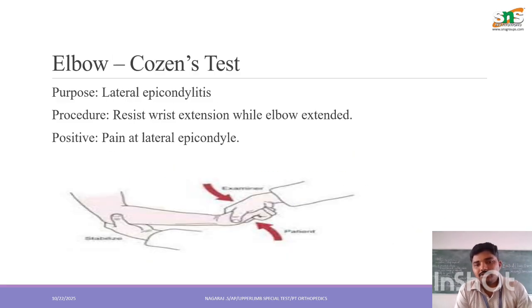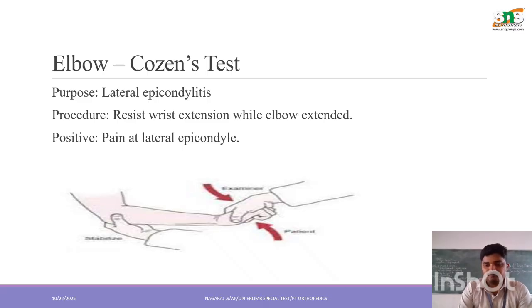Then for the elbow, Cozen's test. The purpose of the test is to detect lateral epicondylitis. Procedure: resist wrist extension while the elbow is extended. Pain on the lateral side of the elbow during resisted wrist extension is positive for tennis elbow.